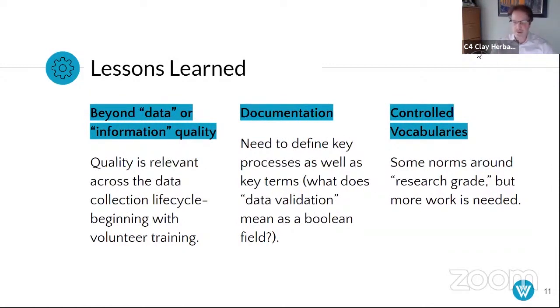iNaturalist uses a slightly different term for things that we use. So trying to make sure that we can get norms around the vocabulary across everybody who's involved with citizen science data projects is really critical to help moving forward.